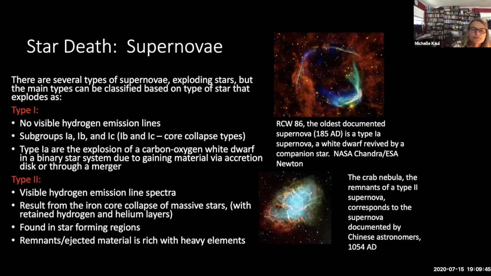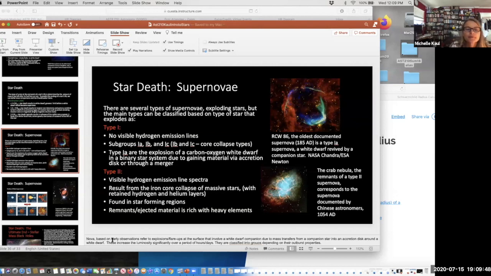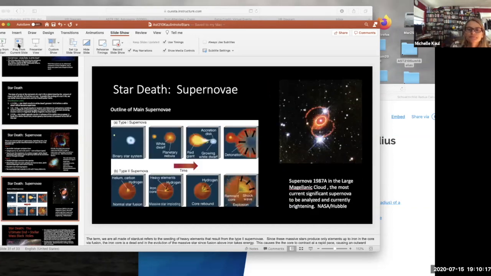So I have this on the bottom here, my notes. Oh yeah, here I just have a note on nova. It must be the next slide, but novae are also referred to as explosions, but these are really flare-ups that involve a white dwarf companion due to the mass transfer. So it's not like the end game supernova. They're just mini explosions that occur. But going on to the next slide here.